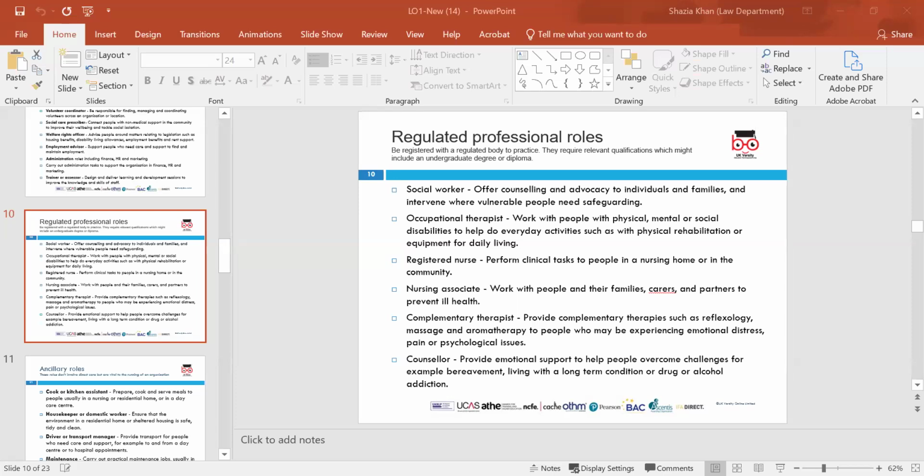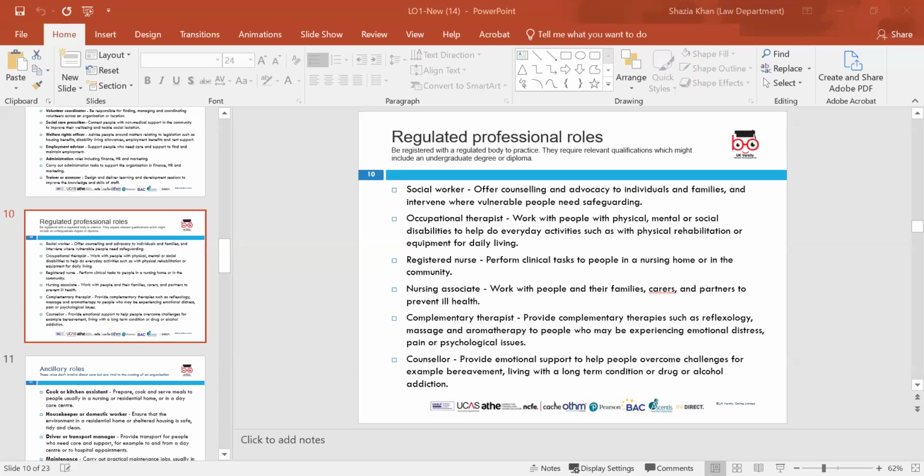The next one we've got is complementary therapist. It's things like reflexology, massage, aromatherapy. They're there to help the individual with the treatments, delivering different therapies. That could be private as well. It doesn't necessarily have to be that they work in a care home or healthcare, it could be in someone else's home. They may be a professional.